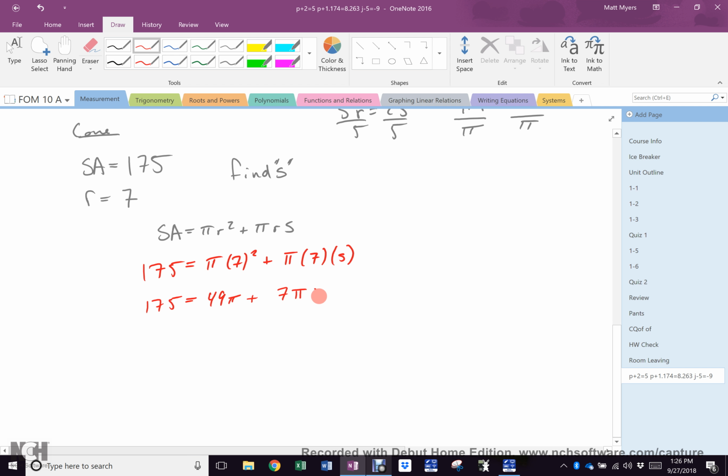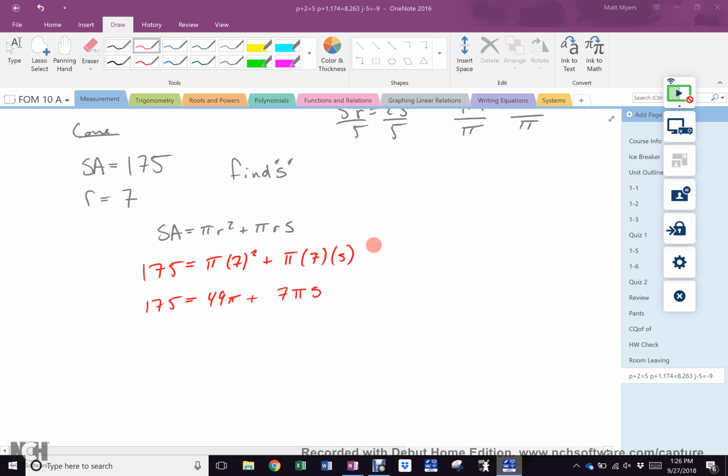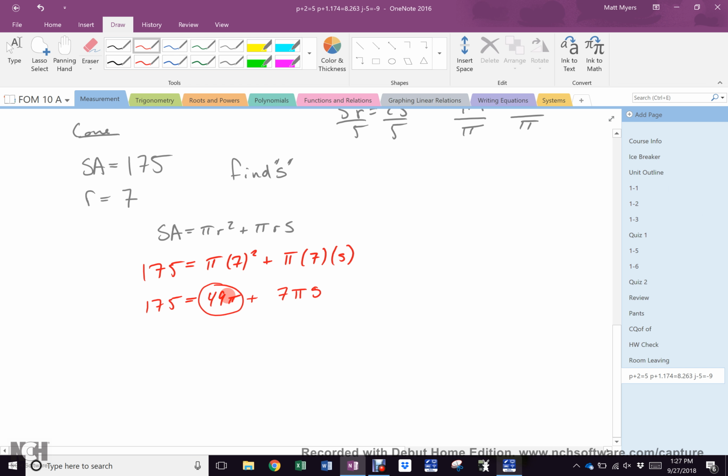Okay. Sorry. 49 pi, 7 pi S. There we go. So now, here is what bothers you people. If I told you that this right here was 150 plus 7 pi S, how would you get rid of that 150? You would subtract it, right? Okay, all of you know that, right?